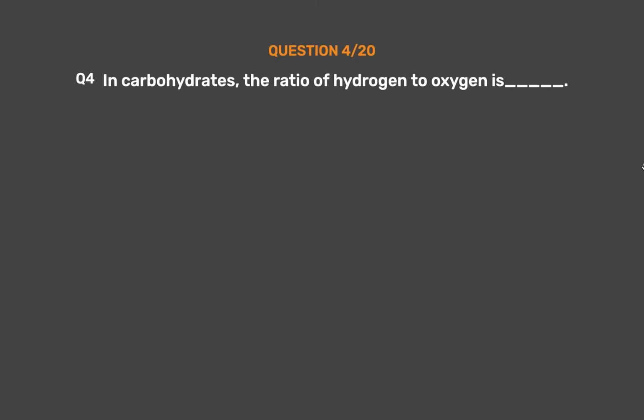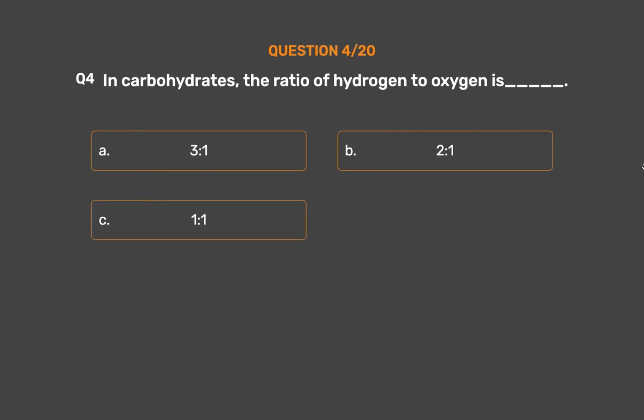Question number 4. In carbohydrates, the ratio of hydrogen to oxygen is _. Option A. 3:1. Option B. 2:1. Option C. 1:1. Option D. 2:2.